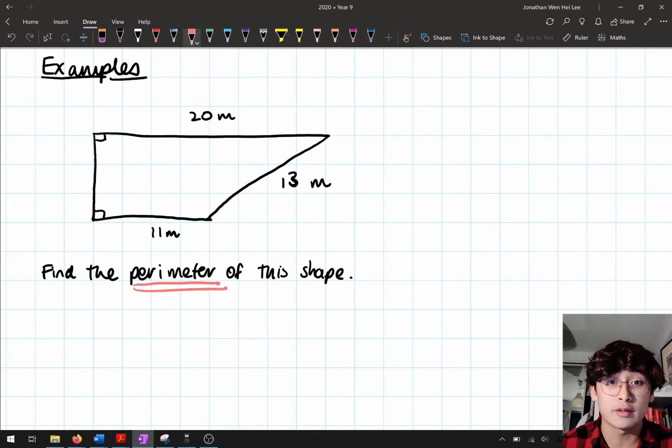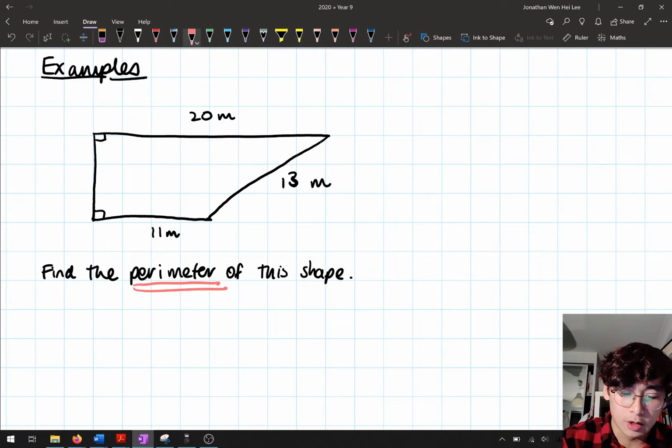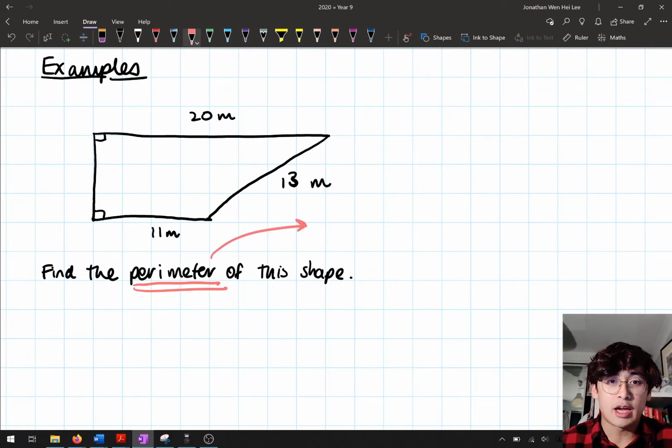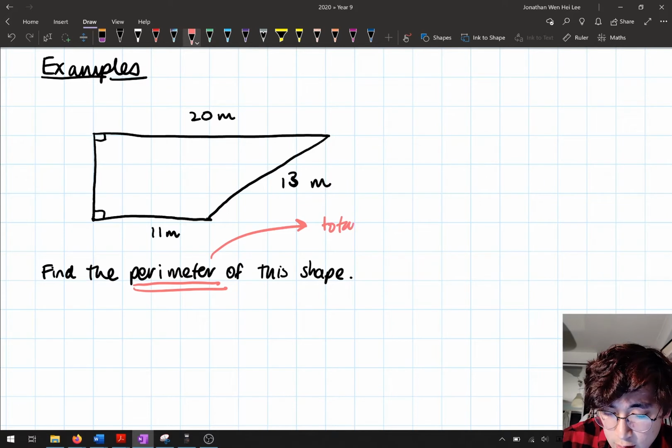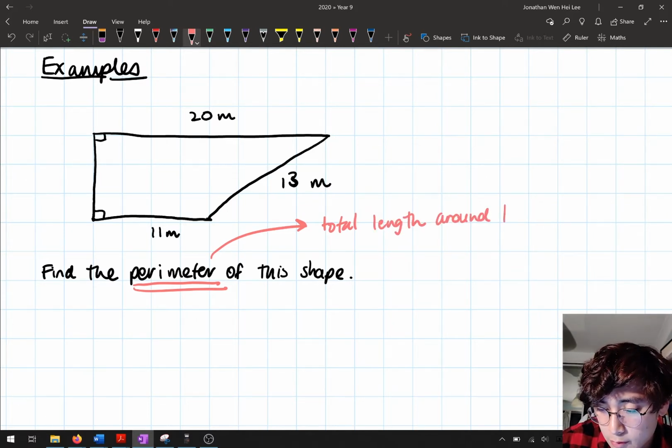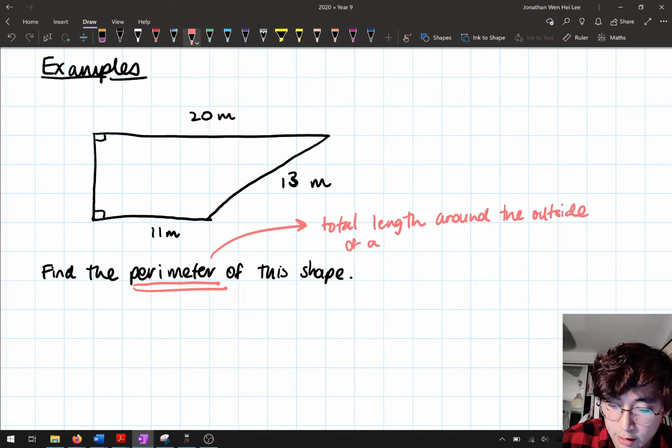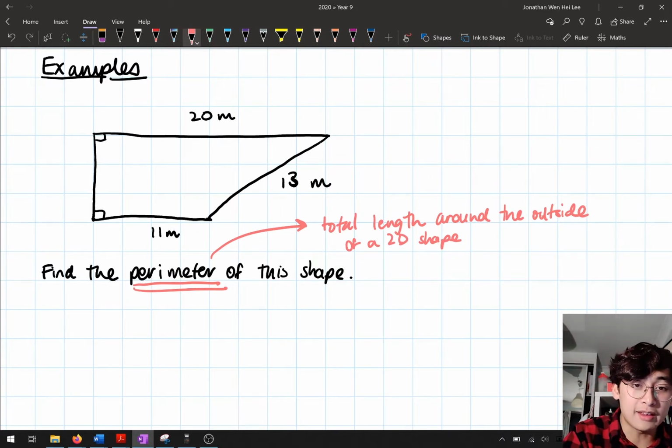Now, if you remember from previous years, and also from year 7 and 8, we looked at shapes, and in particular, we looked at this thing called the perimeter. Hopefully you can remember that the perimeter is the total length around the outside of a 2D shape. So here we're looking for all these side lengths.